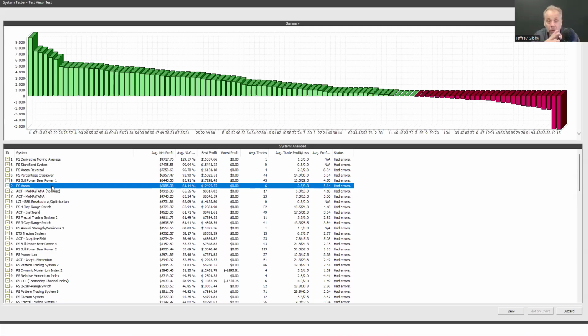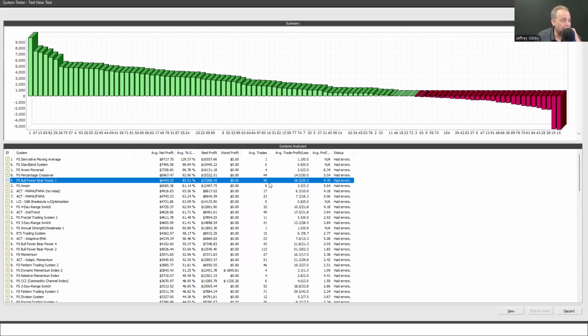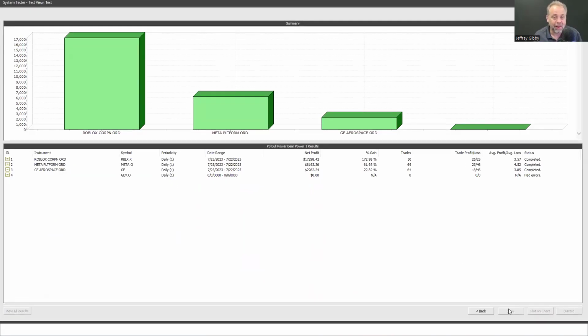There's a lot of things I can look at on this screen to get an idea for what works well. Let's say I'm just going to go to our bull power, bear power system. It had about 45 trades in 2 years. That's about 20, oh, it should be easier to do math. It's not even early. 27 and a half a year. So let's take a look at that, and I can click on view.